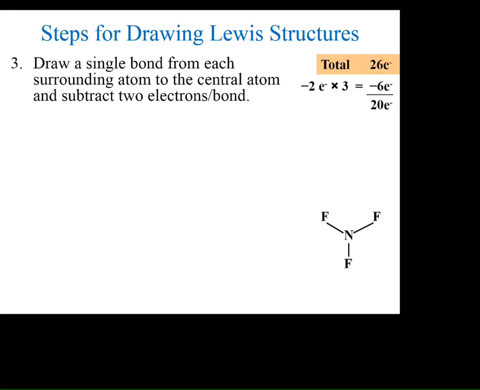Okay, that's the first thing. So you drew a line between every one of these. Every bond is 2 electrons. I drew 3 bonds. That was 6 electrons.